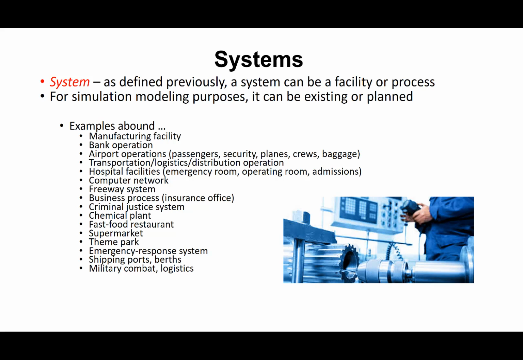Manufacturing facilities, bank operations, airport operations, transportation, logistics and distribution, hospitals, computer networks, freeway systems, business processes such as an insurance office, criminal justice system, chemical plant, fast food markets, supermarkets, theme parks, emergency response systems, shipping ports, military combat. All of those are considered systems. All of them have inputs and all of them have outputs. Any one of those conditions above and a multitude of others could benefit from using simulation modeling to evaluate and understand the implications across the whole system.